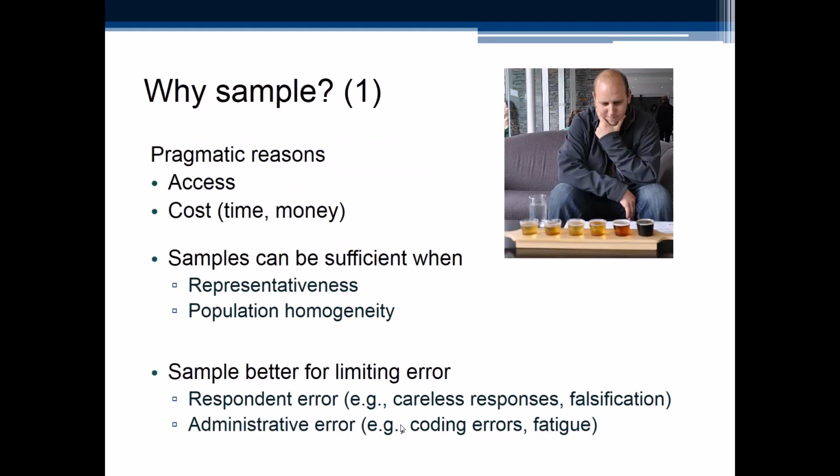Why would we sample instead of conducting a census? Well, obviously we don't always have access to everyone within our population, and gathering information from a sample is going to be more cost effective. It doesn't take as much money because you're accessing only a smaller group of people. It doesn't take as long to do it.